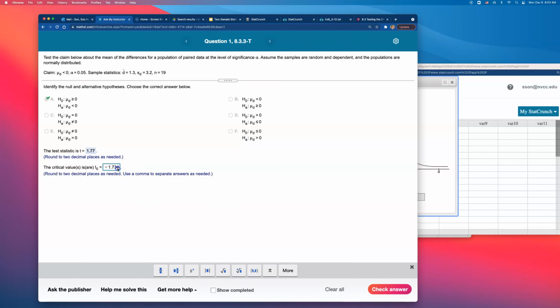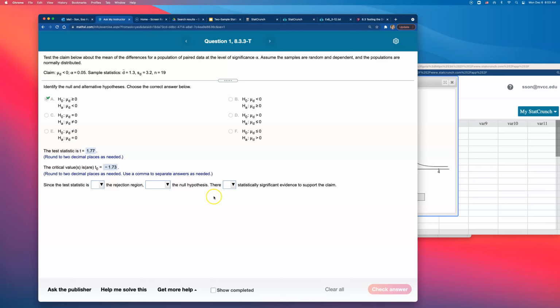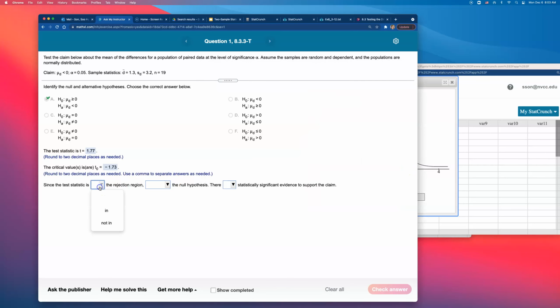Round to what decimal place? 2 decimal places. I gave them an answer that was way too specific, I guess. Okay, so let's compare. The critical value is this, and the rejection region is if it falls in this red area. But look, 1.75 is not less than negative 1.73. It's up here somewhere. That's perfectly normal. So since the test statistic is not in the rejection region, we fail to reject the null hypothesis. Okay? There is not statistically significant evidence to support the claim.